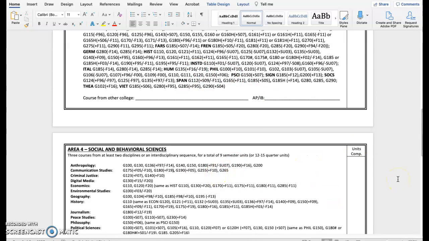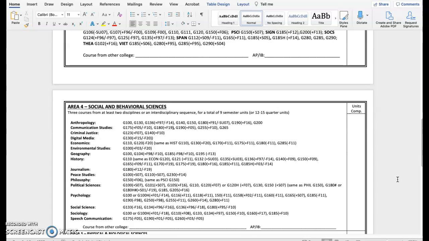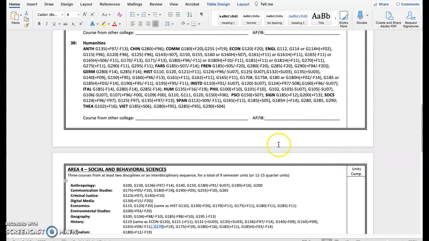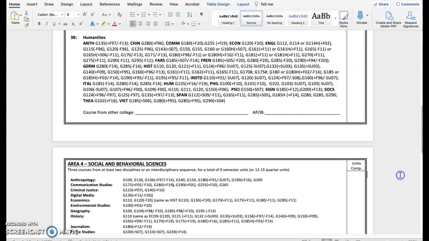Now here is where I want to mention, if you see a class listed in multiple areas, for example, that History 170, which you'll see here in the social sciences, and you will see here in the humanities, you can only use that class in one of the 2 areas. So if you take it, you will then have to take another class to meet that other requirement. And there you have it. That's how you read the IGETC.